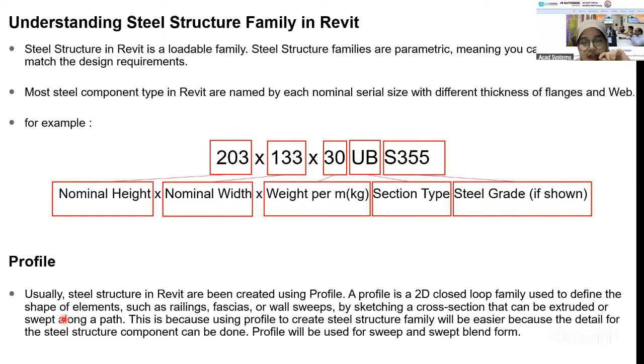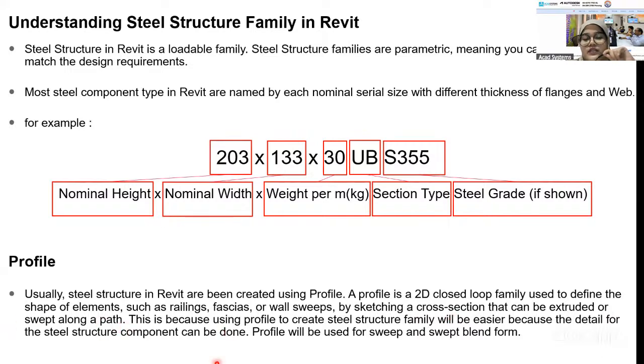And then a profile can also be used for other things, not only for beams. You can also use a profile to create railings, fascias, and wall sweeps. Okay, so to use a profile in your model, you need to sketch a cross section. It's like you create a cross section of your model, which is extruded or swept along a path, right?